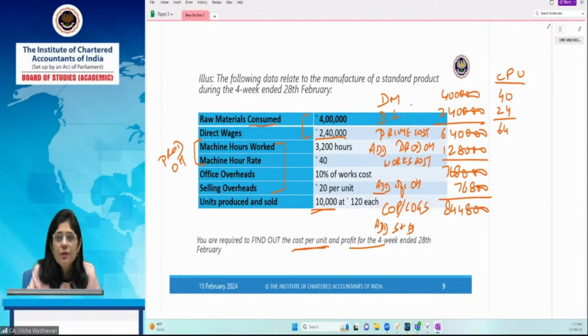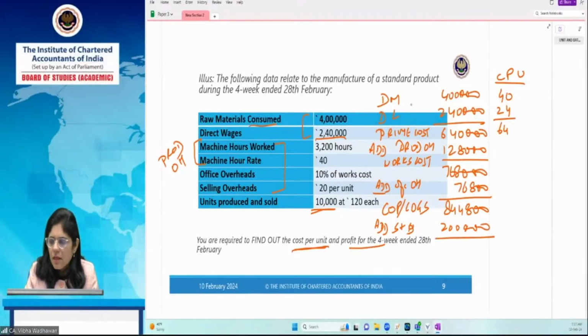20 per unit. Selling overheads, if given per unit, always remember, it will be per unit sold. Here the units sold and produced are the same, but normally it does not happen. If 10,000 is produced and 8,000 are sold, selling overheads will always be absorbed on the basis of units sold, not produced. All right. Here both the units are the same, so there is no such issue. Selling and distribution will be 2 lakh.